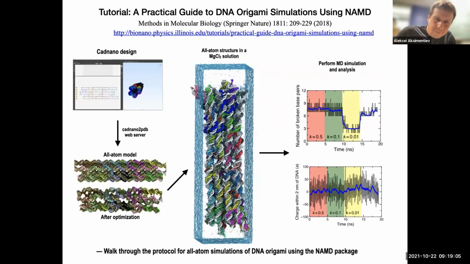So we have one tutorial, and that's called a practical guide to DNA origami simulations using NAMD. So if you already know how to model things using NAMD, you can try to do that. It starts with a CAD Nano design, and then you end up with this all-atom structure. You can do it without installing CAD Nano, but I think you'll get more out of it if, for example, you want to do it for your own design. CAD Nano is available for free.